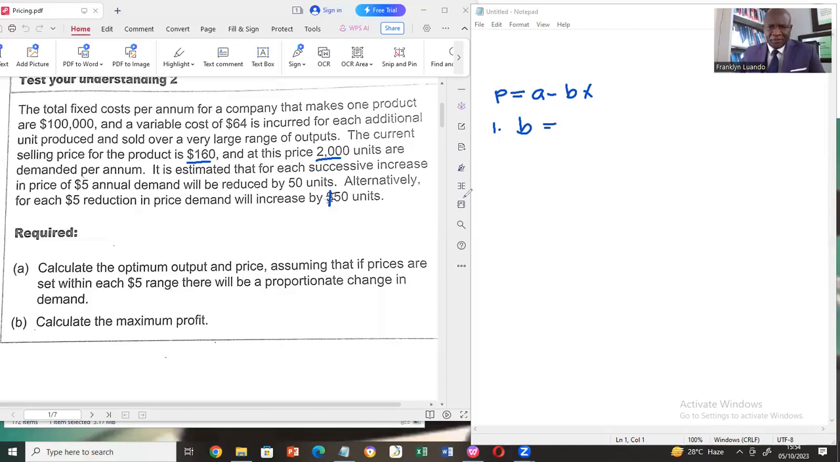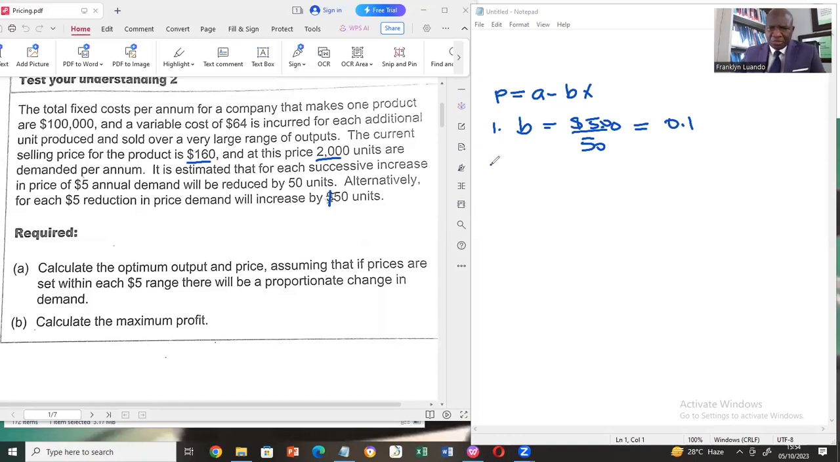Step 1, B. Change in price here is $5. Change in demand is 50. So B is 0.1.